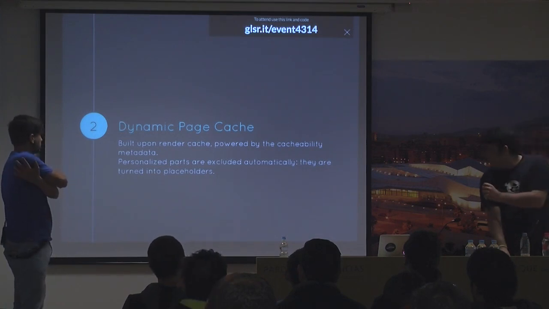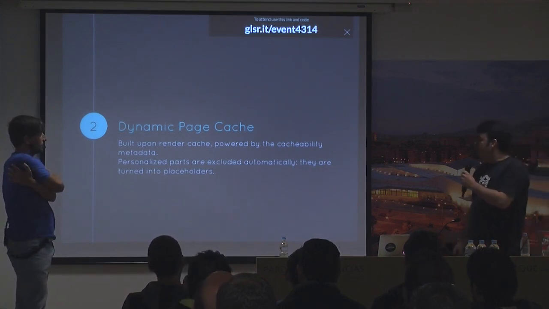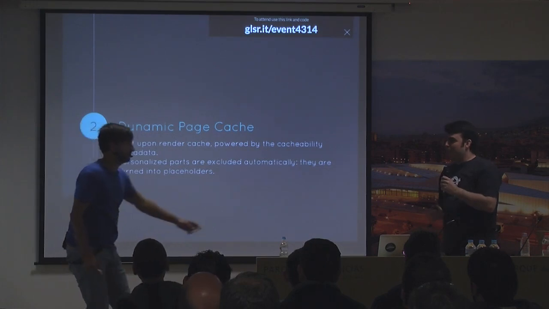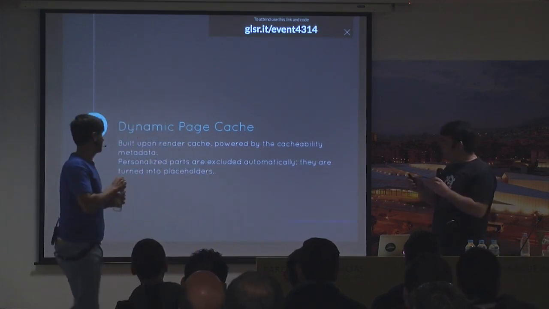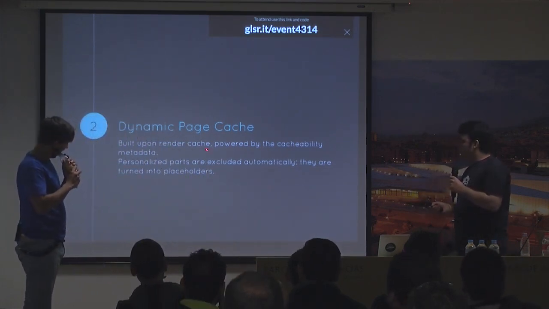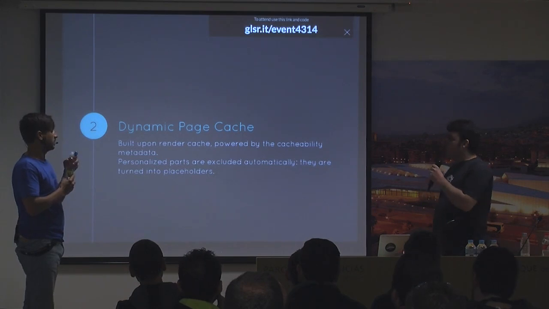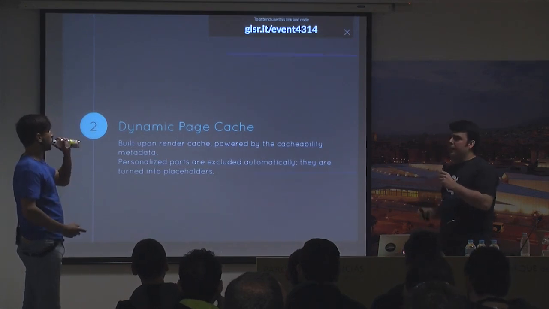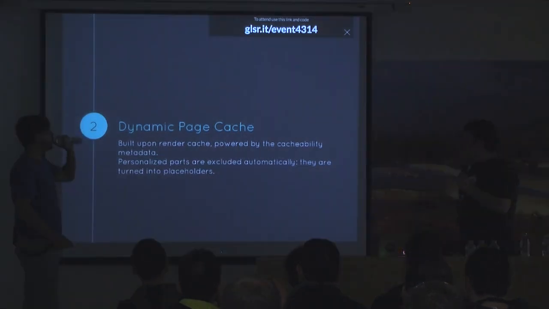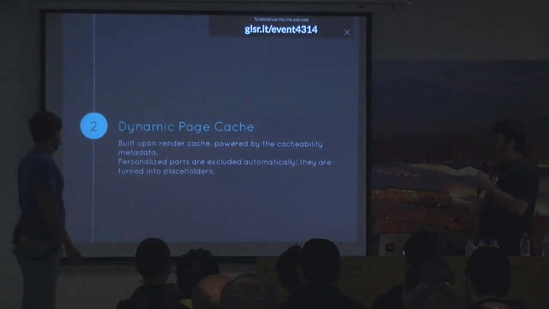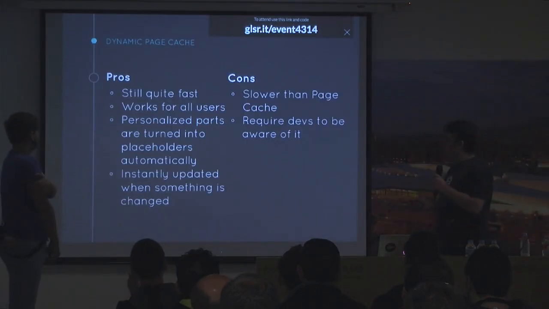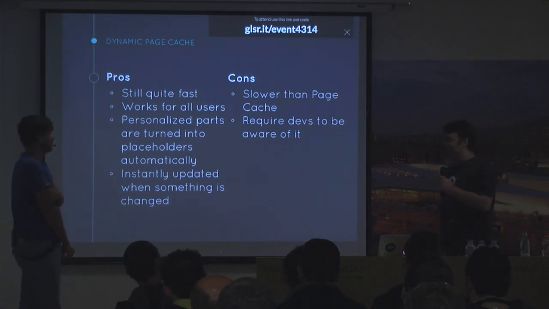And there is also the dynamic page cache. This is the new thing coming for Drupal 8. It is built upon render cache, the render API. We will show you later how it works. But the key of the system is that it is powered by cacheability metadata. And dynamic page cache has its pros and cons also.